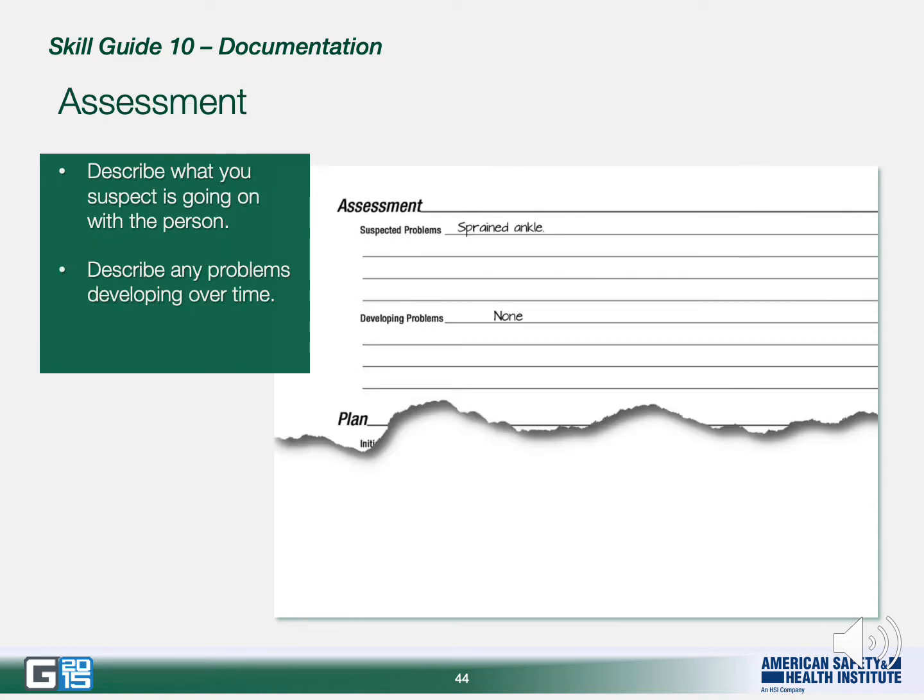Okay, so assessment, describe what you suspect is going on with the person. So you've done your exam and you have an idea of what it is that you think you need to treat. So you're documenting that. Describe any problems developing over time. So as things change, then you're adding that into your notes.